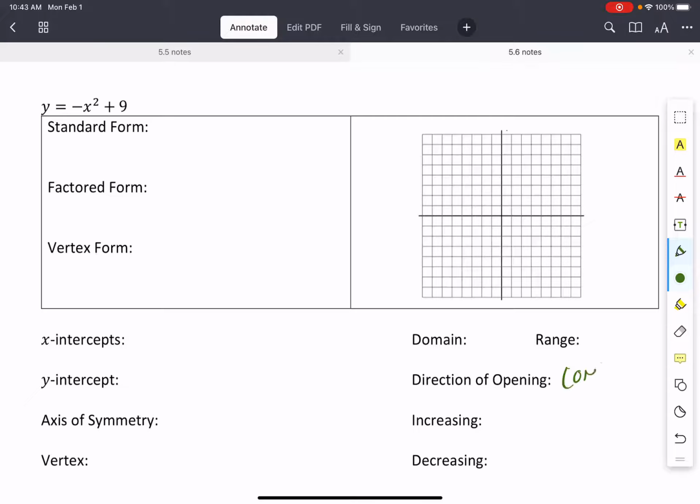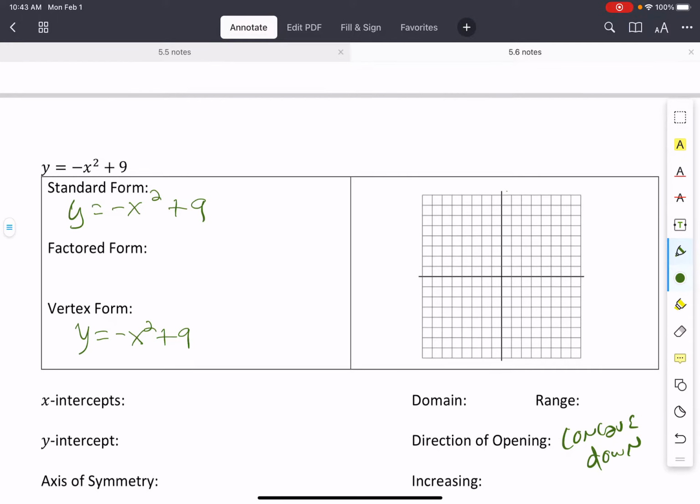You got it. I already know this one's going to be concave down because of the negative in front of the x squared. Okay? What form is this one in right now? Standard? And vertex. Anytime your middle number is 0. What do we call that middle number? B. Good. Let's put that at the top of our papers.